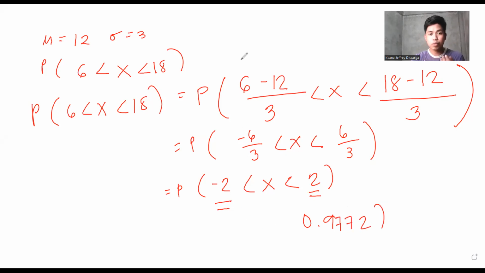Ngayon, yung negative 2 naman. Saan kaya natin siya makikita? Eh, nasa isang table yun. Sa table 4.